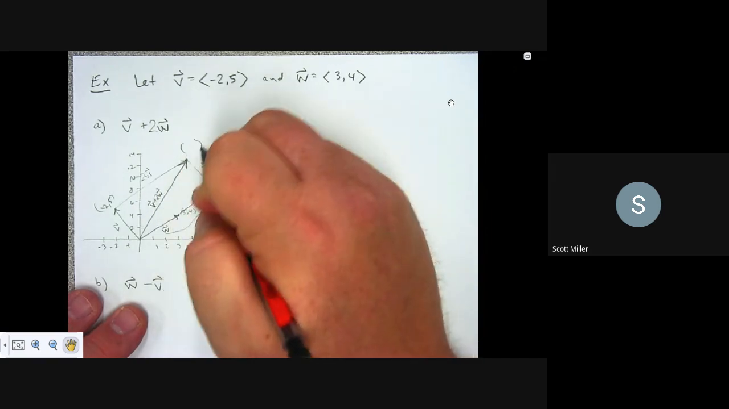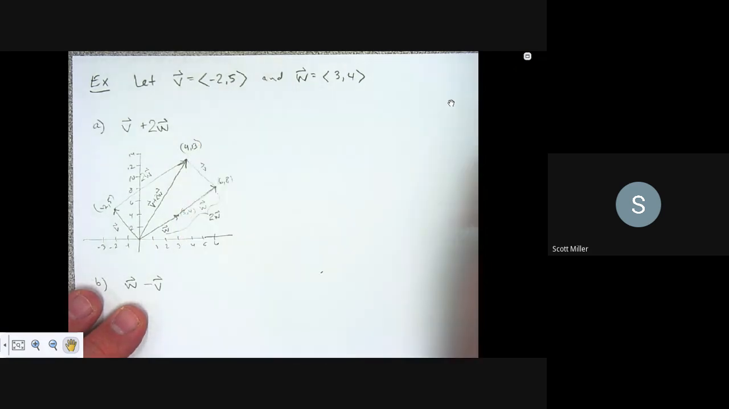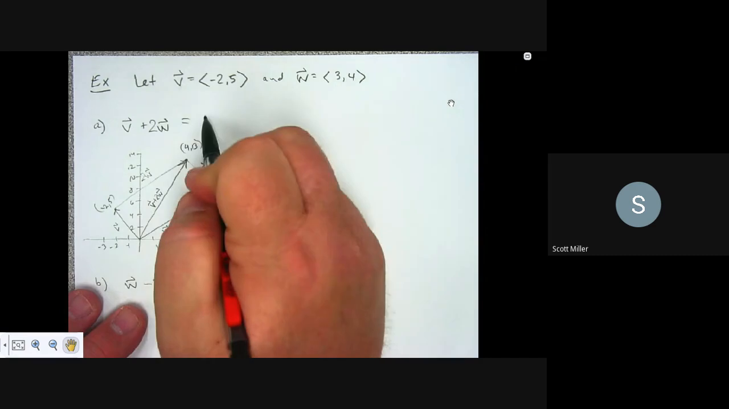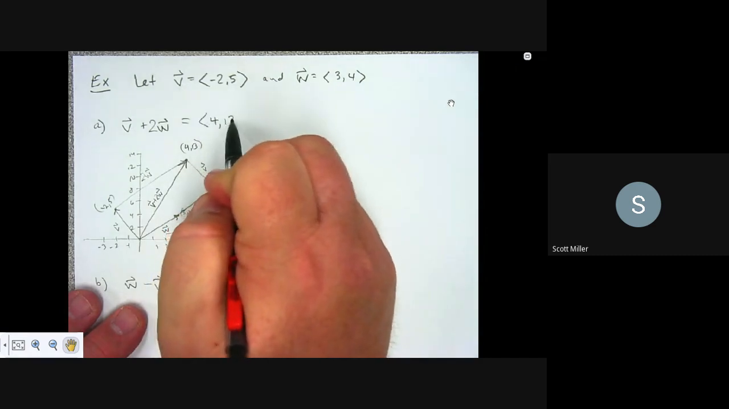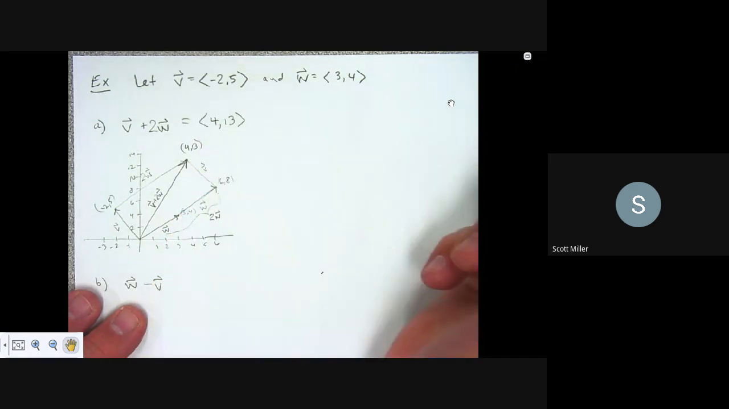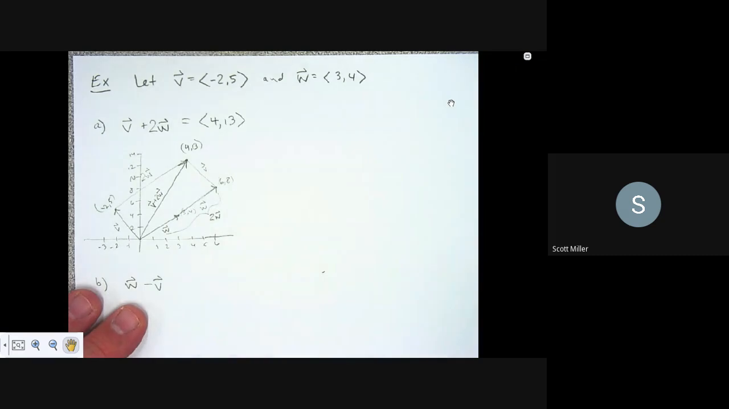What is the name of this point? It's 4, 13. So what is the name of this new vector? 4, 13. That's how you do a visual representation.